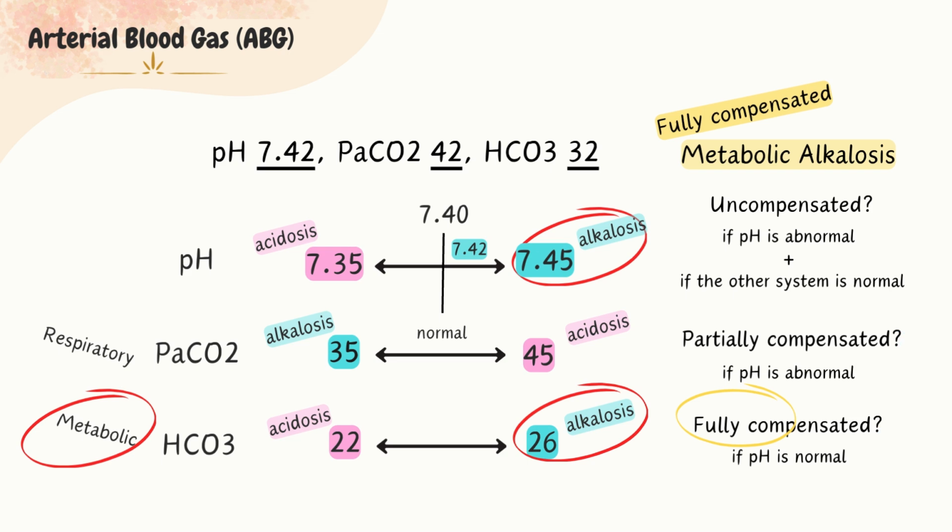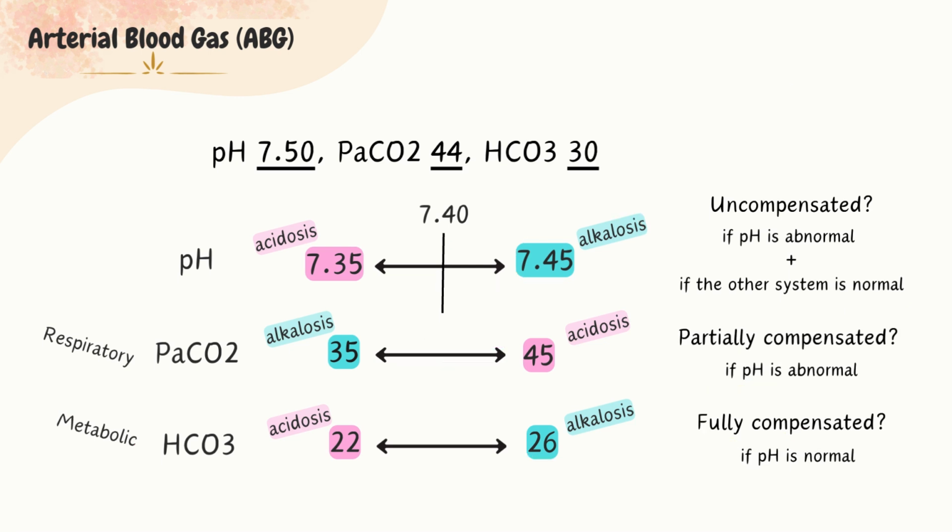Some of you may be thinking, but the CO2 is within normal range. Wouldn't it be uncompensated? No, because the pH has been normalized, which means the body has adjusted its respiratory mechanisms to fully correct the metabolic alkalosis. So it doesn't matter whether CO2 is more than 45 or just slightly leaning toward 45, they both mean that the lungs have done a good job at retaining CO2. It would only be uncompensated if the pH is also abnormal, or more than 7.45 in this case, which means the lungs have not had a chance to retain more CO2 yet to increase the acidity of the blood.